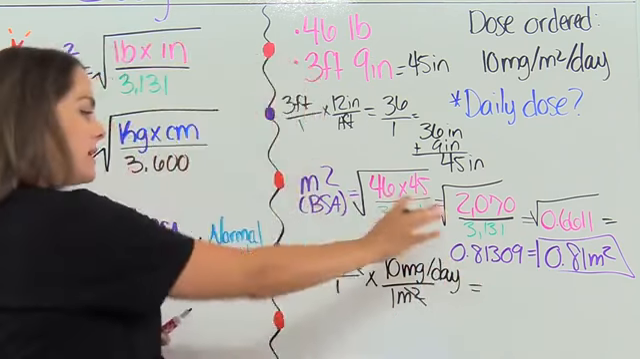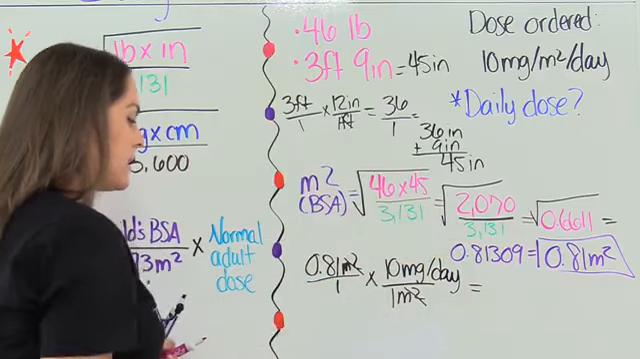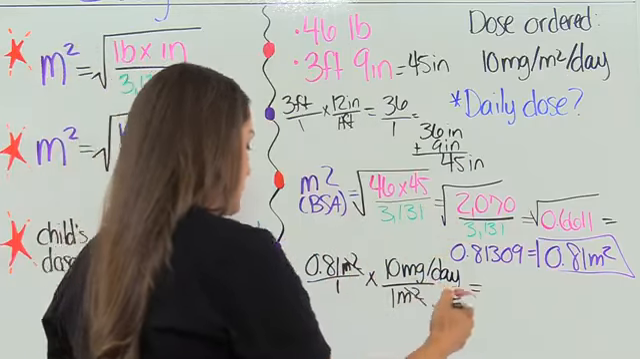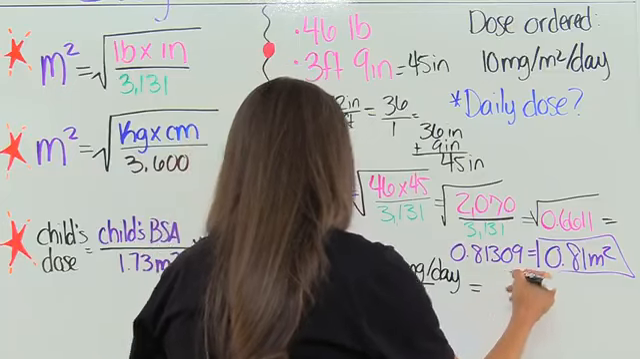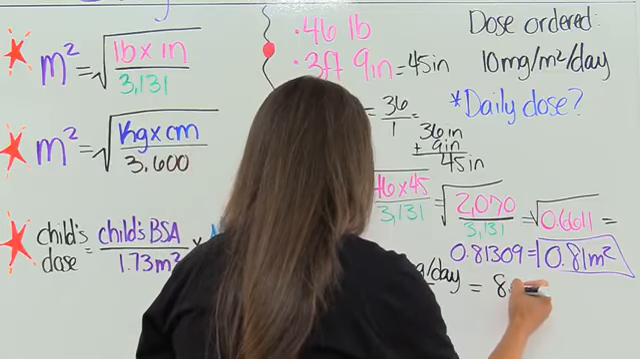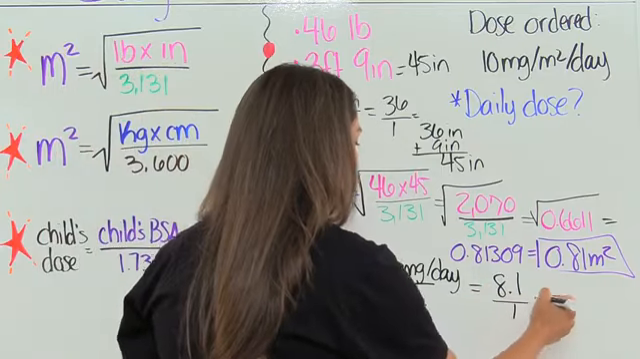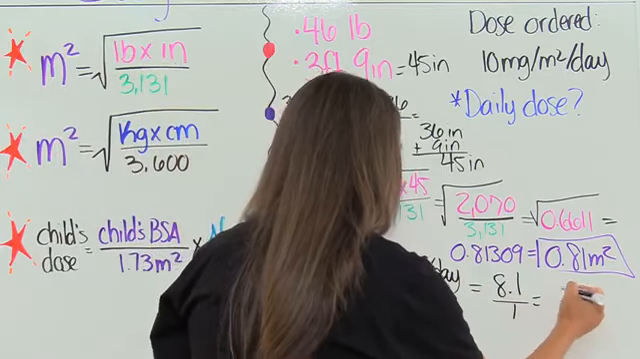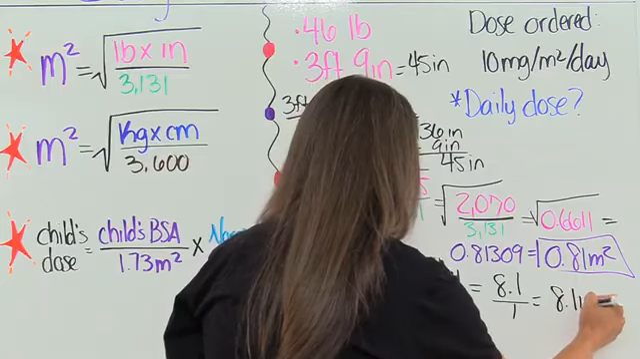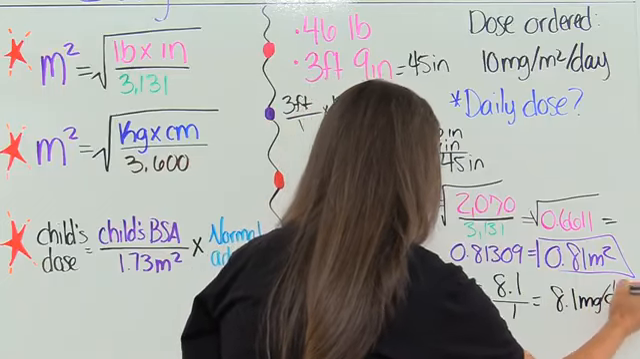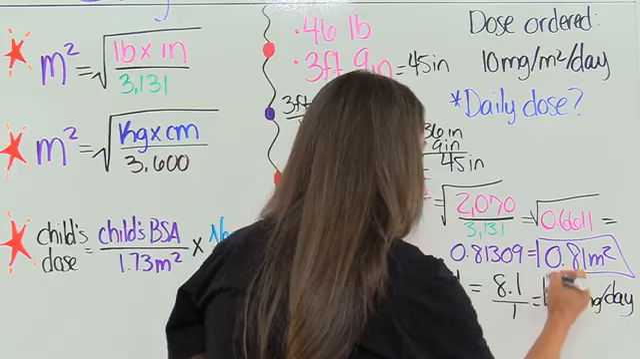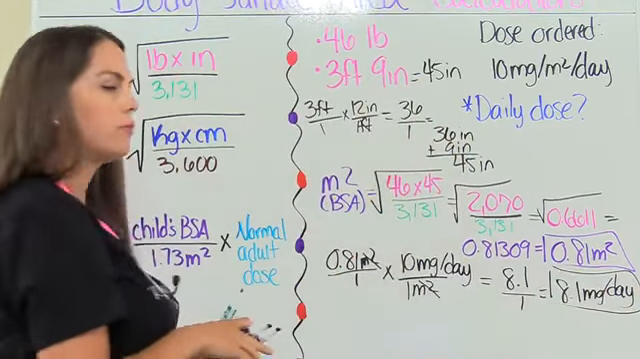So we're going to multiply everything at the top, everything at the bottom, and then divide. So 0.81 times 10 gives us 8.1. Then 1 times 1 is 1. And then when you divide that out, you get 8.1 milligrams per day. And that is our daily dose for this patient.